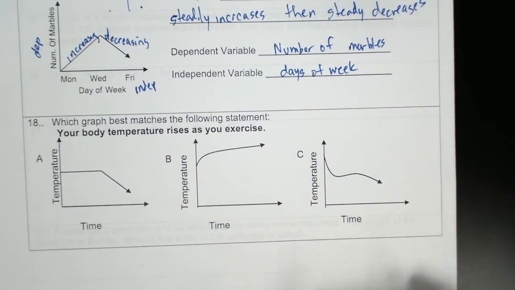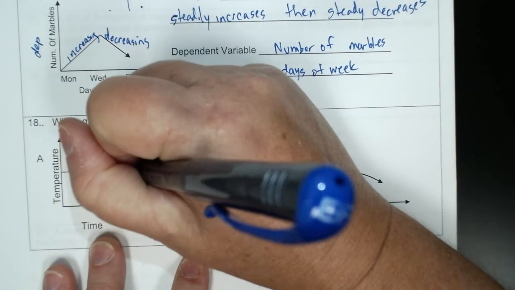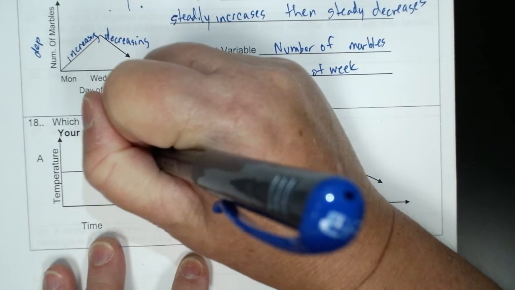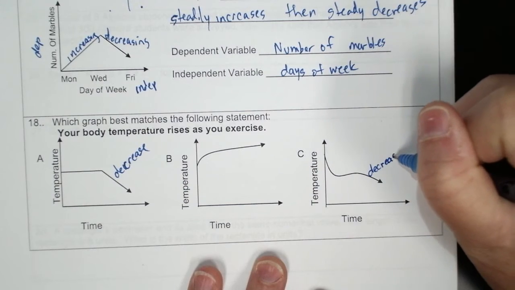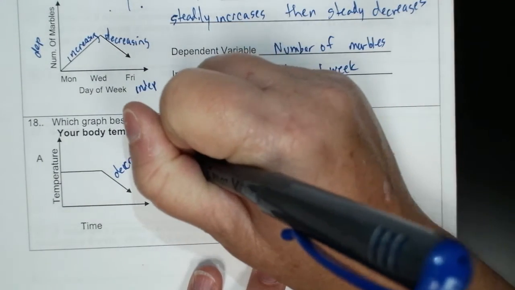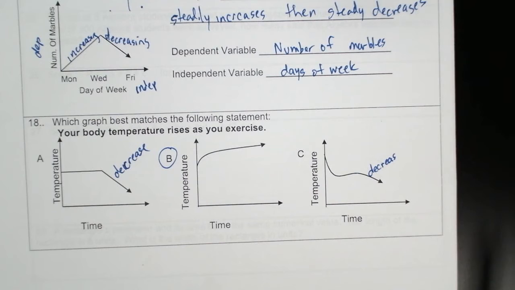Which graph best matches the following statement? Your body temperature rises as you exercise. This is decreasing. Can't be rising. This is decreasing. That can't be rising. The only one that rises is that one. That's the end of page 3. We got one more page to go.